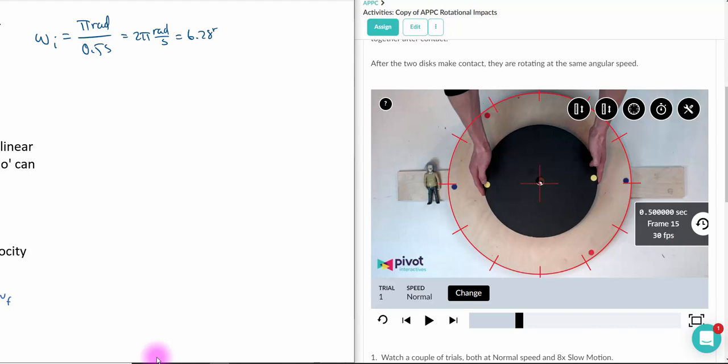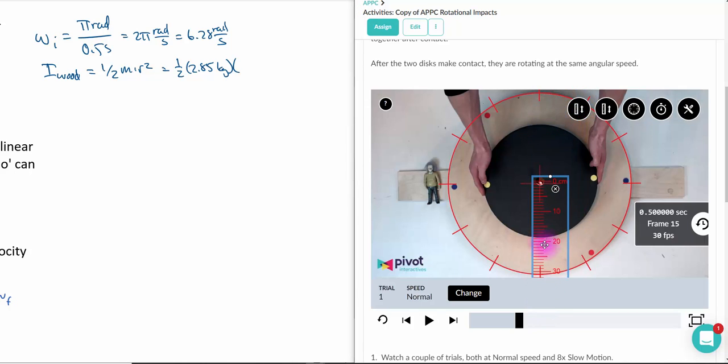And we can calculate what the I initial is for the wood disk. For a disk, the rotational inertia is 1/2 mass times radius squared. Up above, it says that the disk has a mass of 2.85. I'm not showing that on screen. And the radius here, if we pull that ruler back up, looks like it's exactly 30 centimeters, so we'll do 0.3.